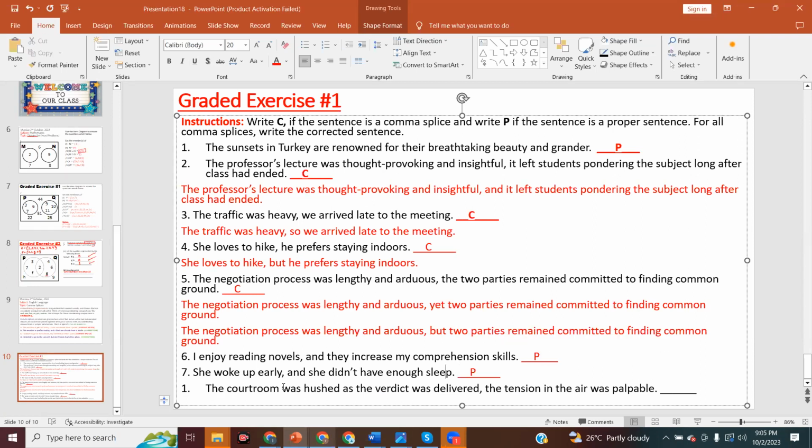The courtroom was hushed as the verdict was delivered. The tension in the air was palpable. P or C? C. Okay, it is C. How do we correct it?